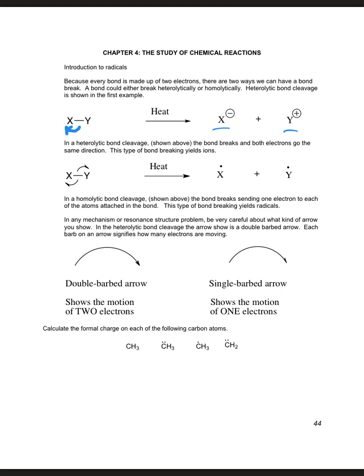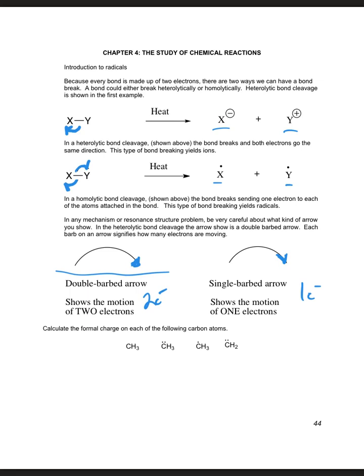In the homolytic bond cleavage, one electron goes one way and one electron goes the other way. So you get two radicals out of it with one electron on them both. And in this, we have to be careful what type of arrow we show, because the arrowhead tells us all about what's going on. So a double-headed arrow like this one, it's saying two electrons are moving. The fishhook here, in the one on the right, it's saying there's only one electron moving, so we have to be careful what we show with that.